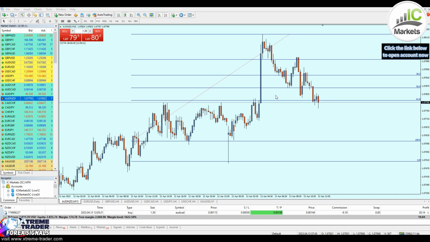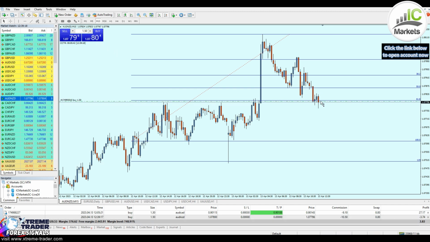Another setup was found right here on the AUDUSD. I'm going to place the buy order right now. Actually, I'm going to increase the lot size to 1.5 and place the buy order. This is really one trusted setup, risking about $90, and let's hope to get around $114. Of course, I need to explain to you guys the reason behind this trade.